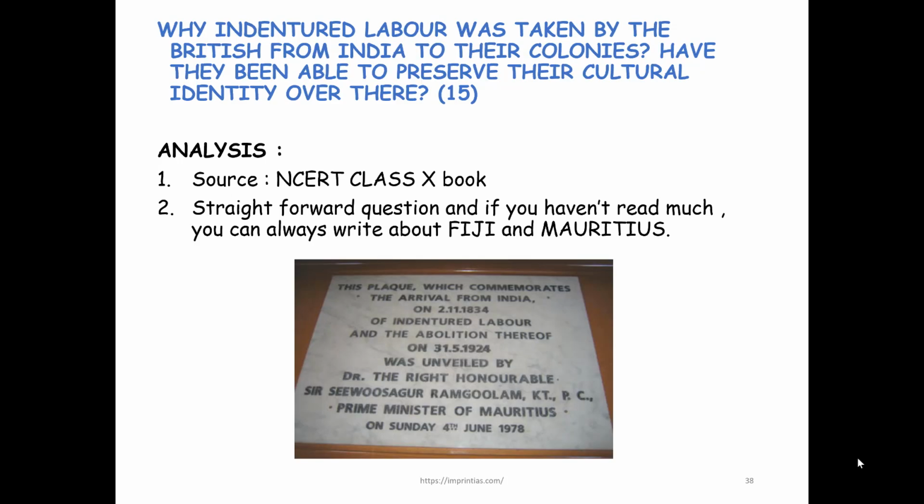So it's extremely important. The question was why indentured labor was taken by the British from India to their colonies, and have they been able to preserve their cultural identity over there? Typically, what's the source for this? The NCERT 10th class book has a chapter on this. It's a straightforward question, and even if you haven't read much, you can talk about Fiji and Mauritius. This is a plaque which commemorates the arrival from India on 2/11/1834 of indentured labor and the abolition on 31st of May 1924. This is in Mauritius.